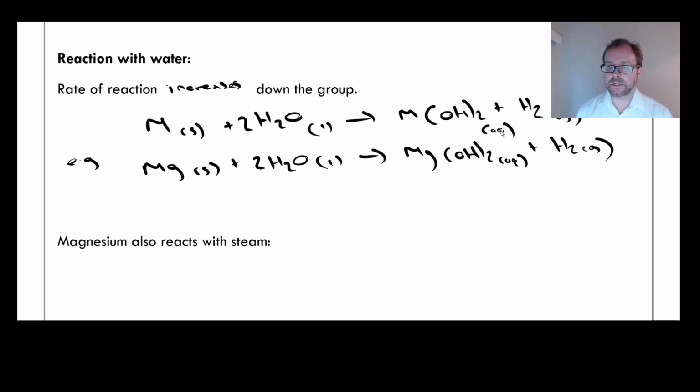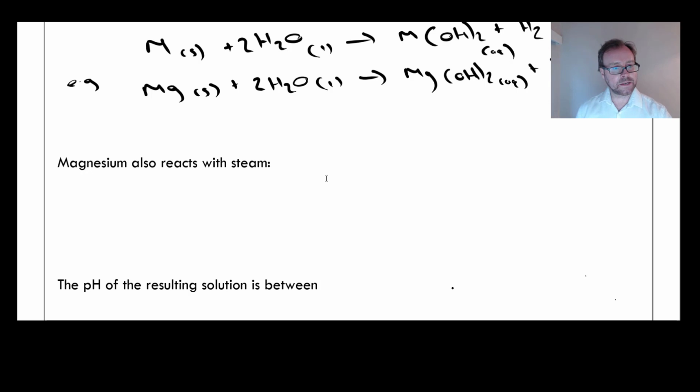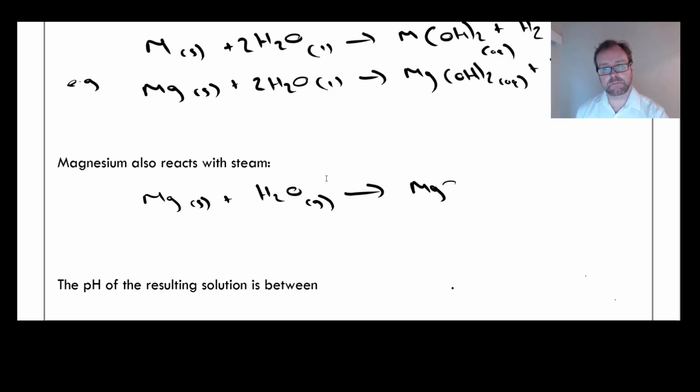I've put aqueous here, but it could be solid or aqueous, as you will see about the solubility in a minute. Magnesium also reacts with steam, and it does a slightly different reaction. My state is going to be gas here, and it produces magnesium oxide as a solid plus H2 gas. This is just something that you need to remember.